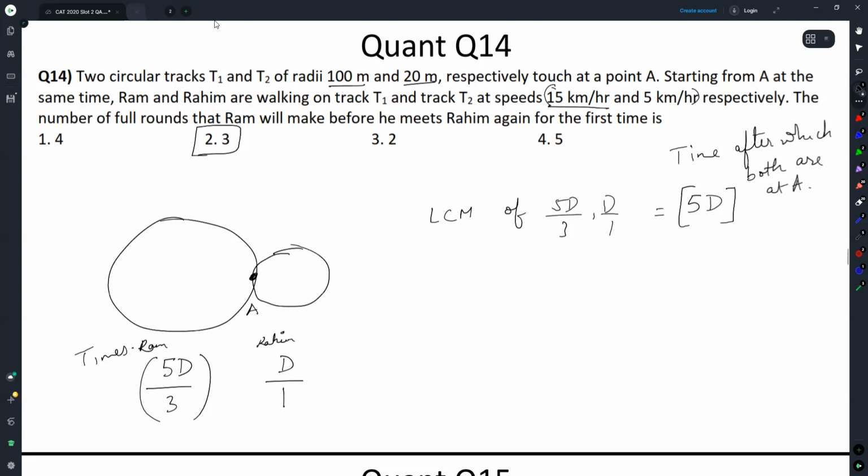So Ram completes one round in 5D by 3. After 5D time, how much distance would he have covered? 5D divided by 5D by 3. Is this equal to 3? After 3 rounds, Ram will be here. And in that time, how many rounds would Rahim have completed? Rahim would have completed 5 rounds.